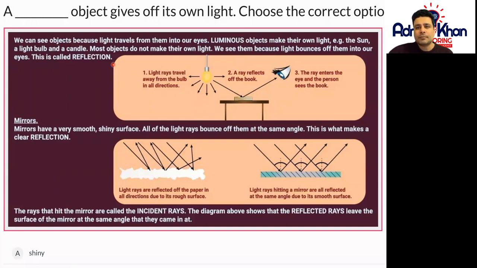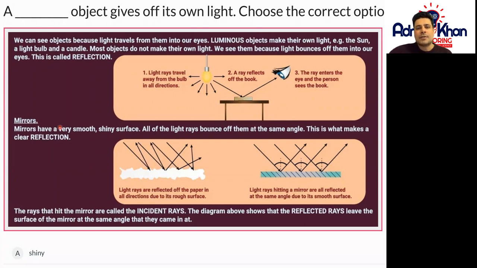So for example, let's have a look at point number 1. Light travels away from the bulb in all directions. You can see left, right, top, bottom. And a ray reflects off this particular book. So the light from the bulb is hitting this book and is reflecting off this book. Now the light reflects off this book and it comes into our eye, which means the ray enters the eye and the person can actually see the book. So this is how reflection and light actually works.